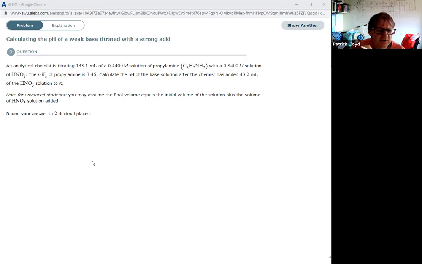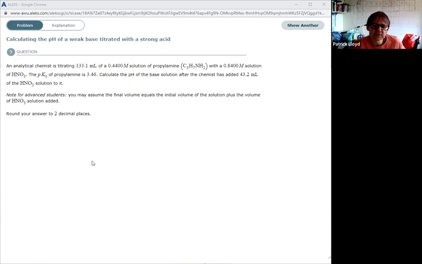An analytical chemist is titrating 133.1 milliliters of a 0.4400 molar solution of propylamine, C3H7NH2. The propyl is the C3H7, and then the NH2. With a 0.8400 molar solution of HNO3, nitric acid, strong nitric acid. The pKb of the propylamine is 3.46.